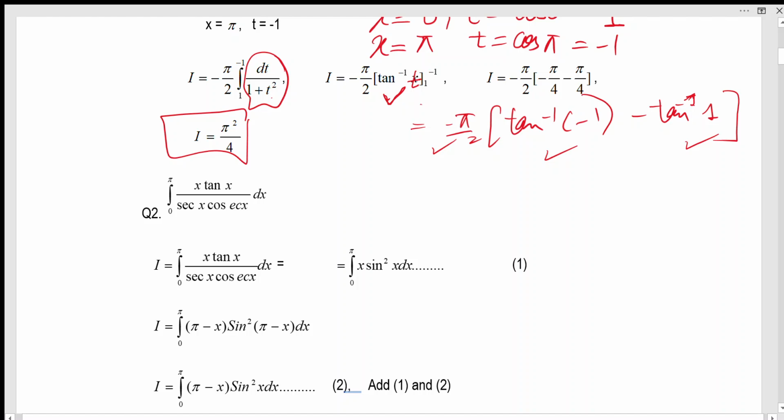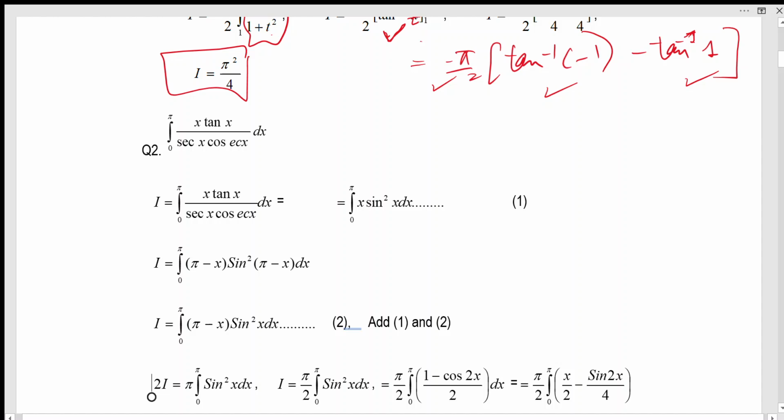Now let's do the next question. Question number 2: integral 0 to pi x tan x upon sec x cosec x. Now whenever there's a question with sec x, with cosec x, usually you change into sine and cos. So let's change into sine and cos. After changing into sine and cos, it will become x sine square x.